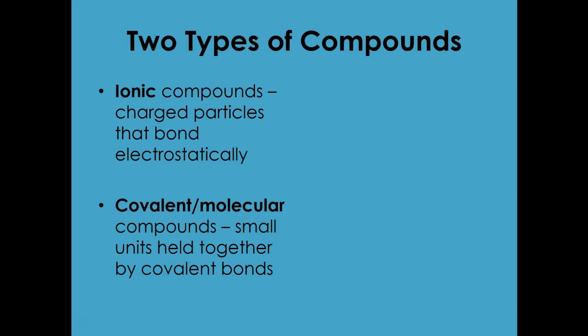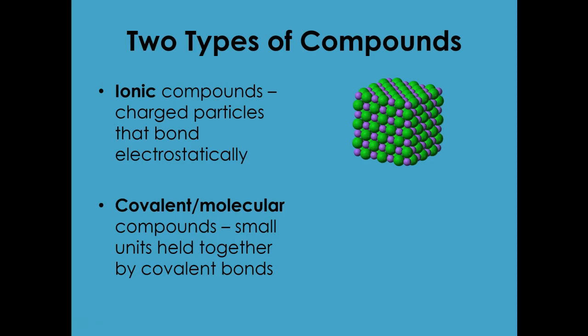And then there's covalent bonding, and that leads to what are called molecular compounds, and these are small molecular compounds that consist of just small groups of atoms held together by covalent bonds. And so an example, I'm going to show you a picture here. This would be a picture of sodium chloride, which is an ionic compound. It consists of sodium ions, which are the purple spheres, and chloride ions, which are the green spheres.